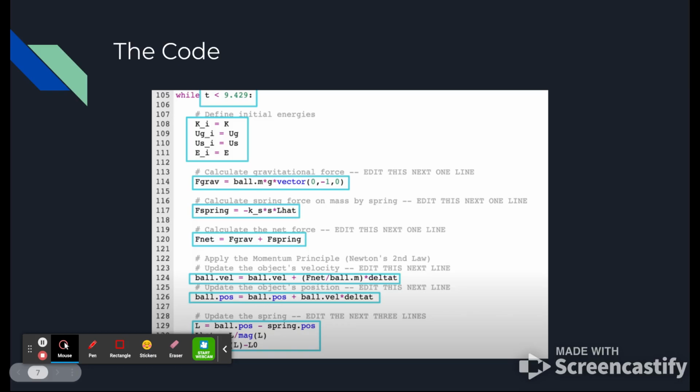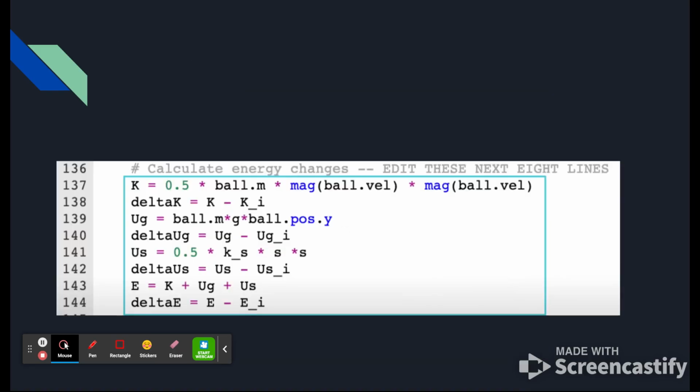And then again, in the blue boxes is what I edited. So time was under 9.429 seconds because that was the final frame that I tracked. And then I'm using Tracker again here to define the initial energies. And I set the gravitational force, spring force, net force, ball velocity, and ball position, and just updated them using the principles that the code told me to. And here's the final part of the code, where I just plugged in all the different values for the calculations.